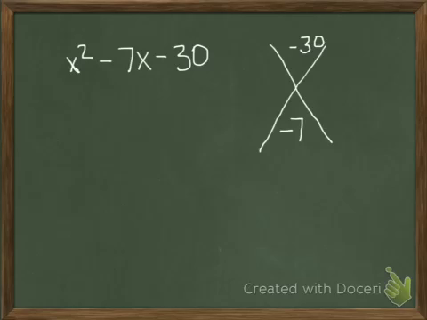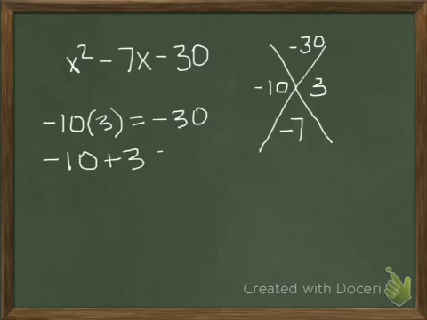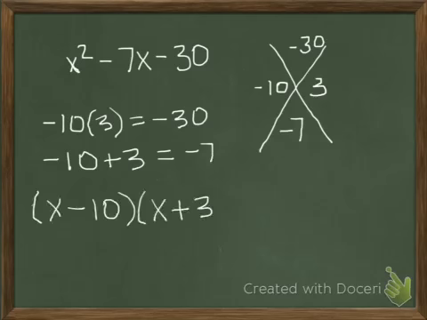All right, so what are the factors of negative 30 that also get us negative 7 when added together? Okay, and we know again that one of them has to be negative in order to get a negative 30 when we're multiplying. All right, so let's go through them. How about negative 10 and 3? Because negative 10 times 3 equals negative 30, and negative 10 plus 3 equals negative 7. So again, I write it out: x minus 10, x plus 3.